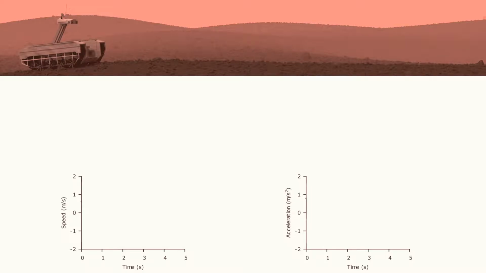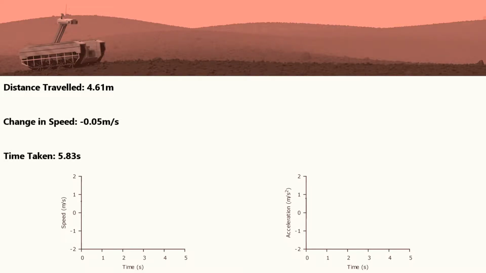average acceleration. The information given is that the distance travelled was 4.61 meters, the speed decreased in the hole by 0.05 meters per second, and that it took 5.83 seconds for these two things to happen. Firstly, let's work out the average speed.